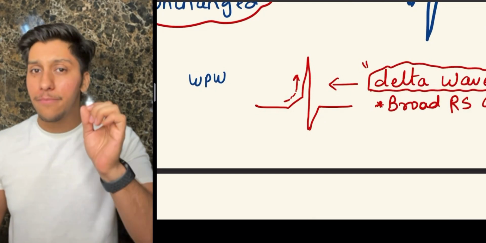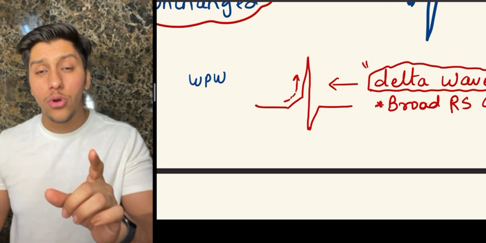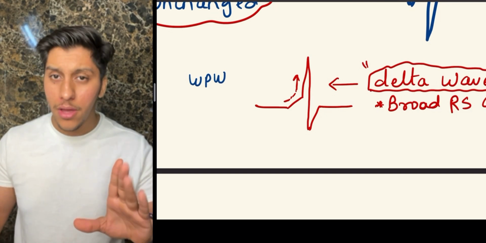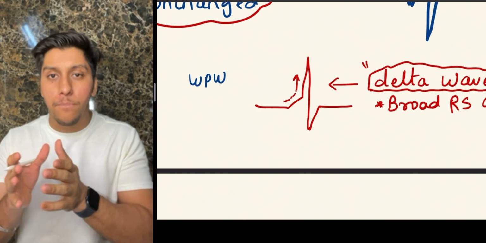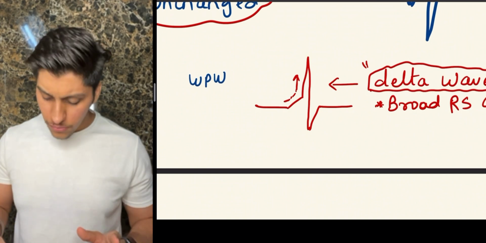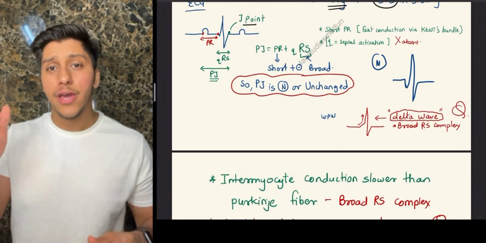So what is there in Wolff-Parkinson-White? One, you're going to have a short PR interval. The PJ interval is going to be the same. Delta wave will be there. Q wave is absent and a broad QRS complex. These are all the features which you need to remember. If you don't want to remember the pathophysiology, remember these features.